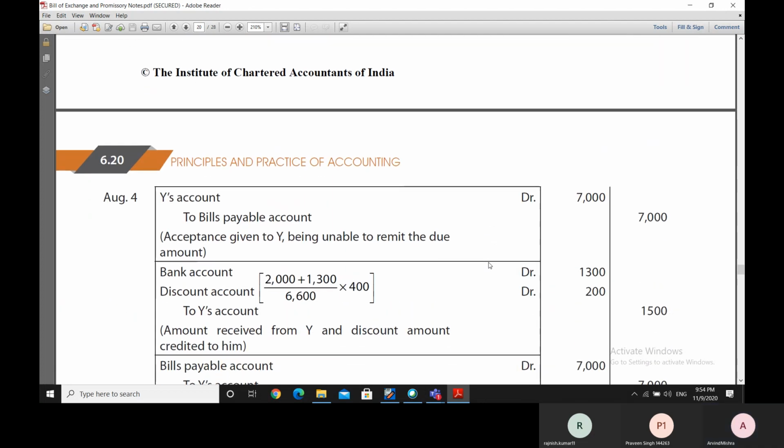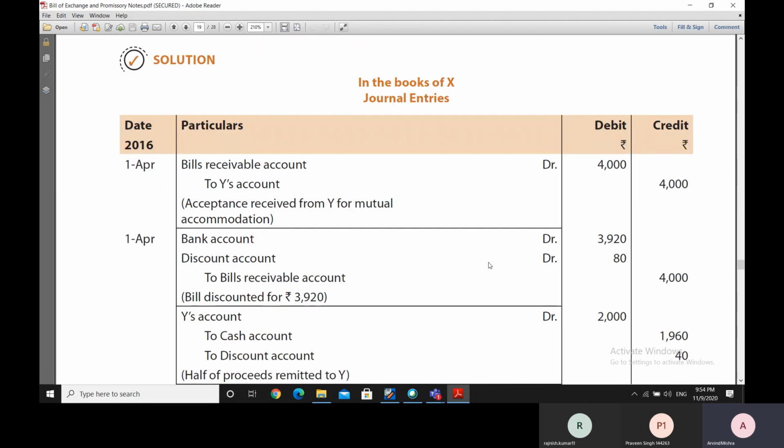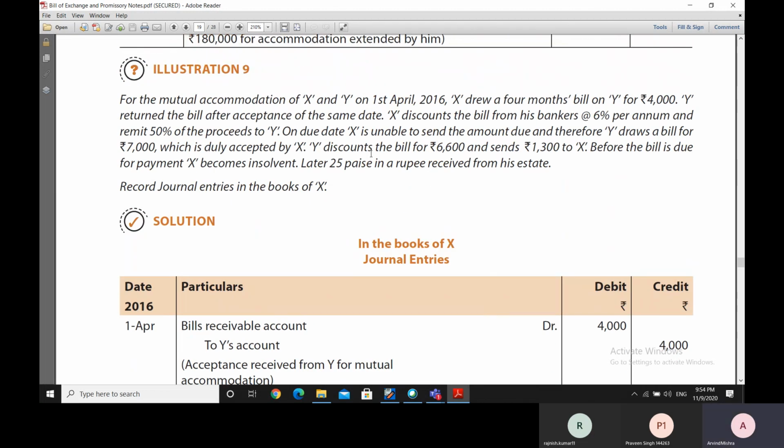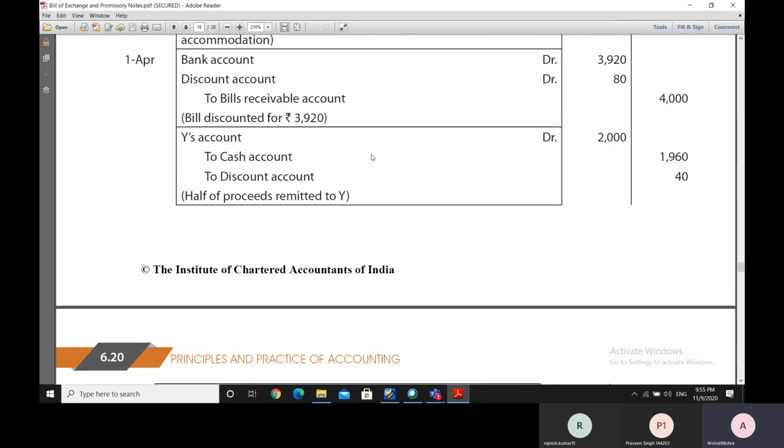Now we'll go further from here, because on due date X is not able to send the amount due. He was supposed to send the amount which was due for payment, which was 4,000 rupees, and out of that 50% has to be borne by X. So he should have sent 2,000 rupees, but he is not able to send it, and therefore Y draws a bill for 7,000 rupees, which is accepted by X.